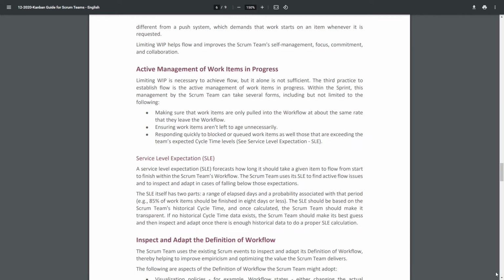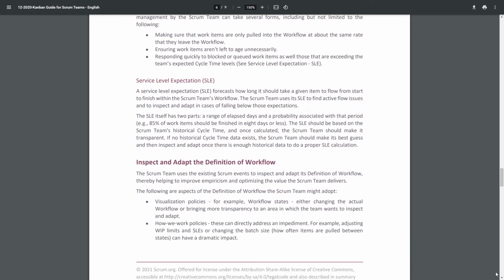The SLE should be based on the Scrum team's historical cycle time, and once calculated, the Scrum team should make it transparent. If no historical time data exists, the Scrum team should make its best guess and then inspect and adapt once there is enough historical data to do a proper SLE calculation. Inspect and adapt the definition of workflow. The Scrum team uses the existing Scrum events to inspect and adapt its definition of workflow, thereby helping to improve empiricism and optimizing the value the Scrum team delivers.